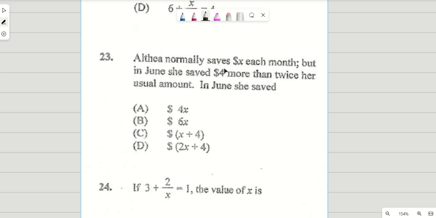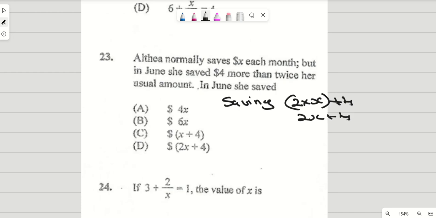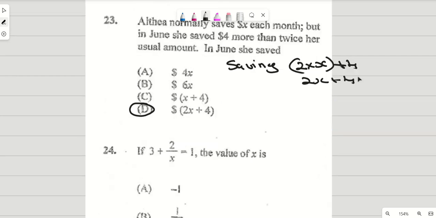Althea normally saves x dollars each month, but in June she saves $4 more than twice her usual amount. So her savings would be twice the amount, that's 2 multiplied by x, plus 4, which is 2x plus 4, which would be D. She saves $4 more than twice her usual amount.